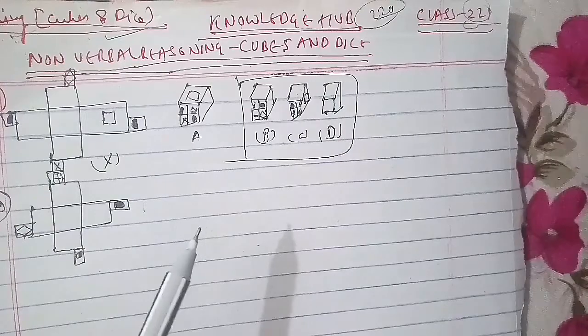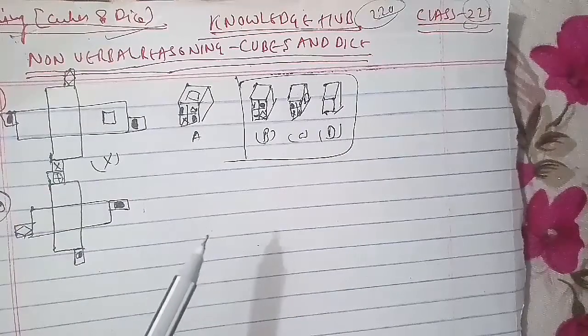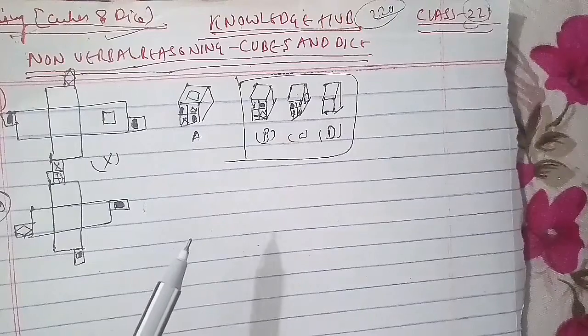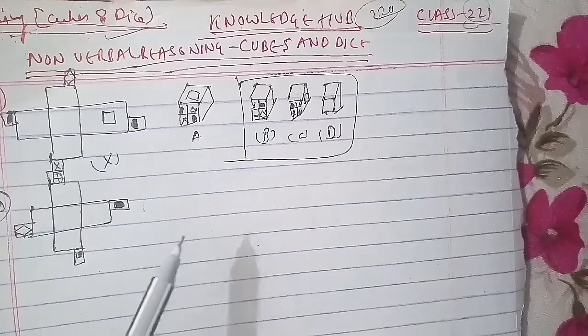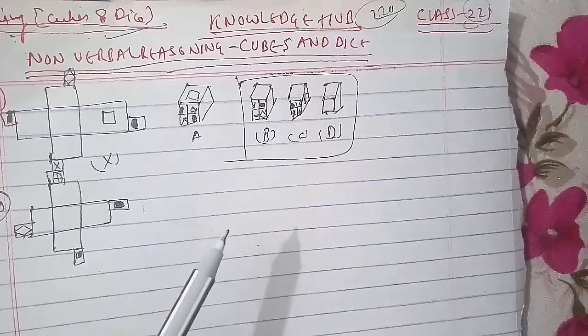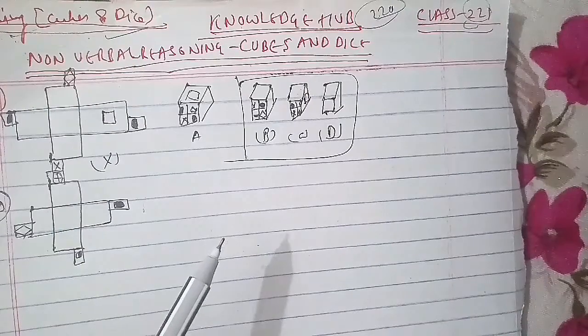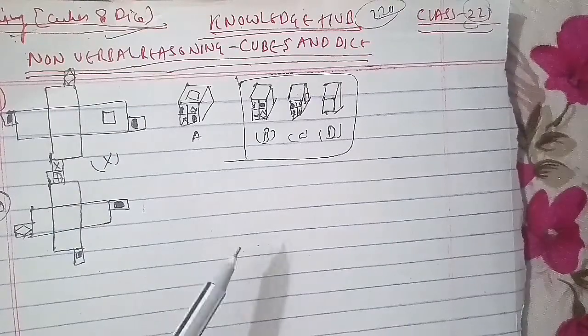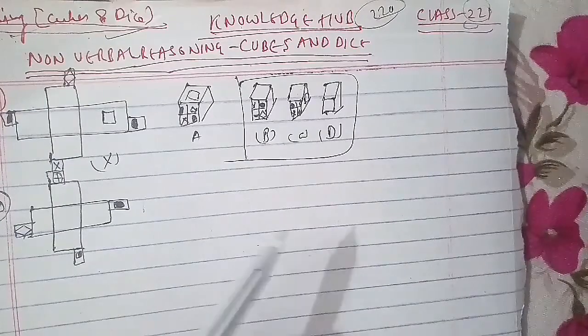When figure X is folded to form a cube with one of the faces as shown, the cube B can be formed by folding figure X. None of cubes A, C or D can be formed by folding X. So the answer is B, the figure B. I will draw the figure for you all.